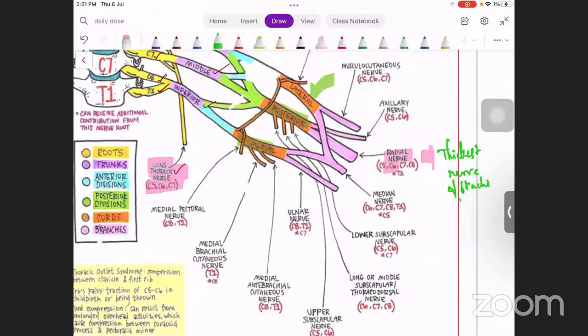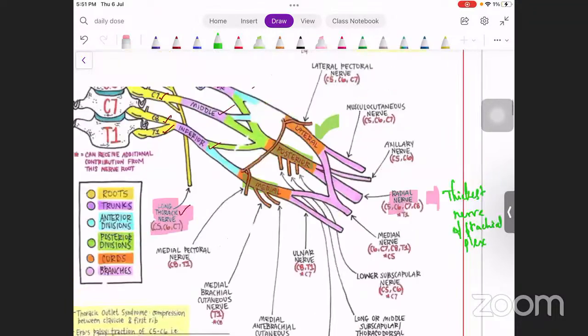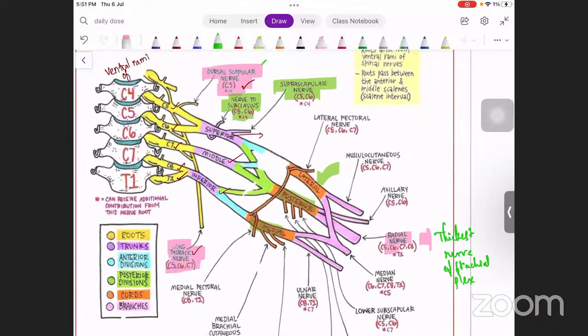So this is all about the brachial plexus. So what are the roots? Anterior rami of C5 to T1, sometimes C4 and T2. And what are the branches from the roots? Two branches. What are they, people? One is your dorsal scapular, another one is your long thoracic nerve.